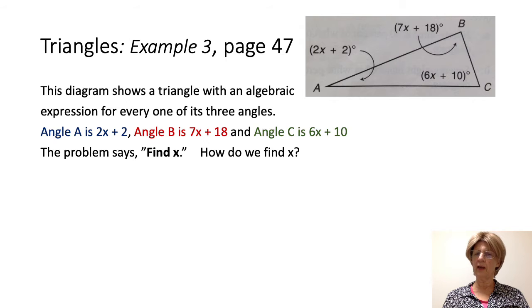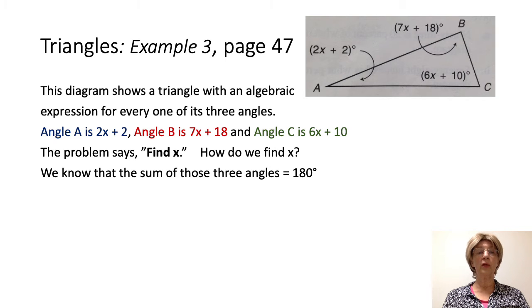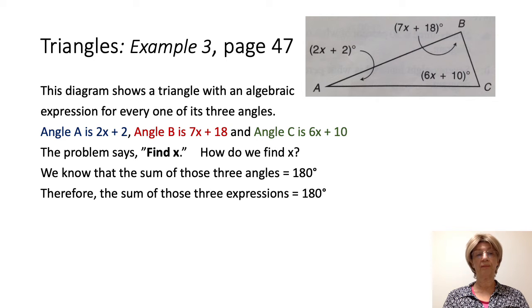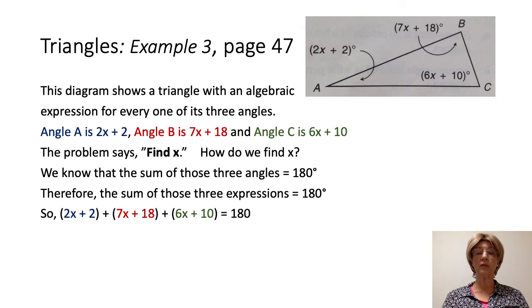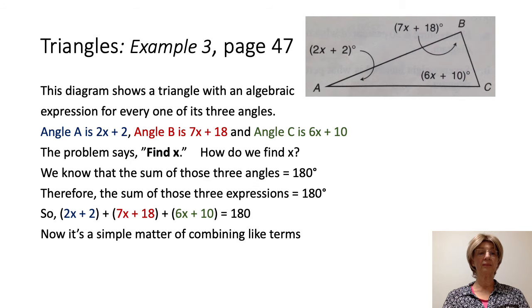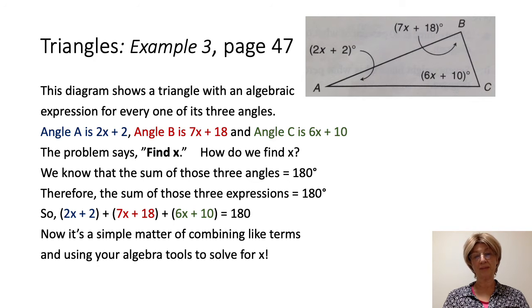How do we find x? We know that the sum of those three angles equals 180 degrees. Therefore, the sum of those three expressions equals 180 degrees. So, 2x plus 2 plus 7x plus 18 plus 6x plus 10 equals 180. Now it's a simple matter of combining like terms and using your algebra tools to solve for x.